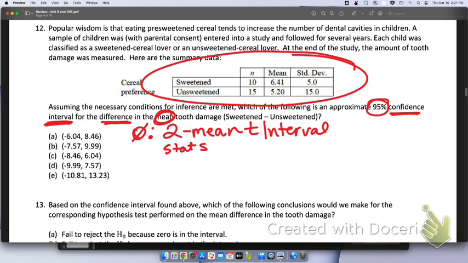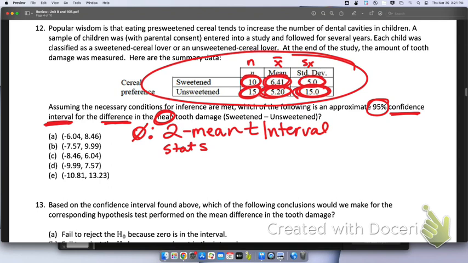X bar 1 needs to be the mean of the sweetened group, so that would be 6.41. That's going to be your X bar 1. S sub X1 is the standard deviation of the sweetened group. And then N1 is the sample size of the sweetened group. Okay, so these are your X bars, these are your S sub X's, these are your sample sizes. X bar 2 is going to be 5.2. S sub X2 is going to be 15. Sample size for 2 is 15.